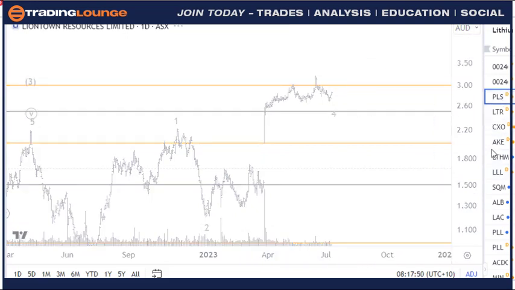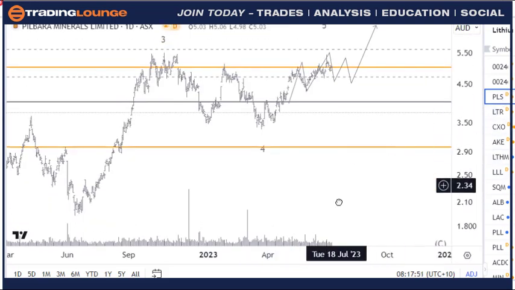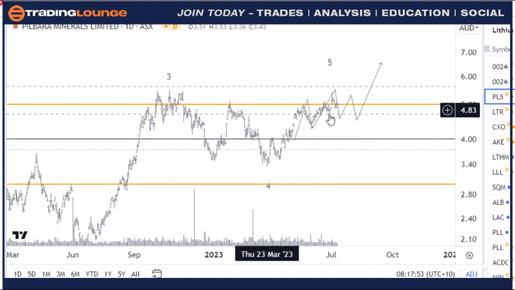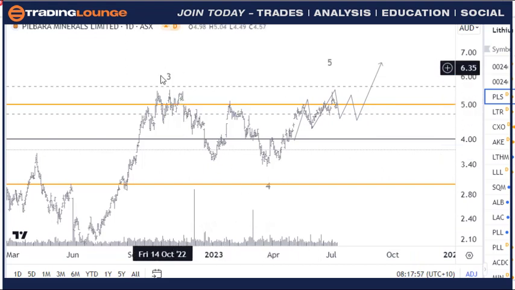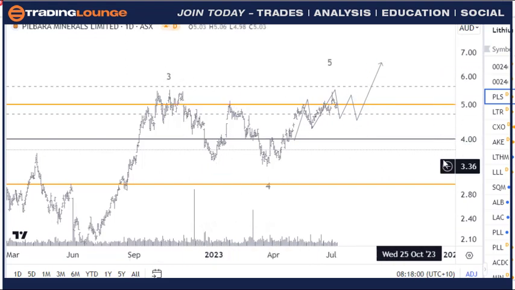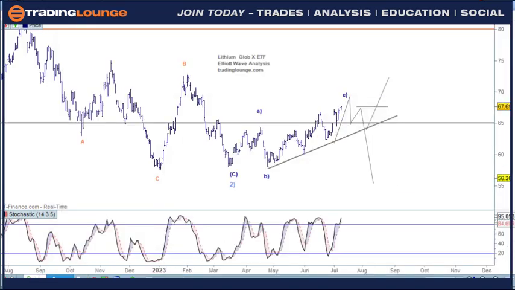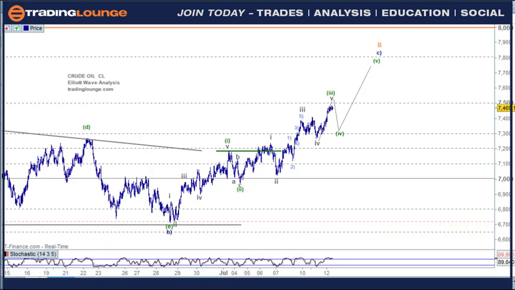So PLS is pushing up, but it still needs to get above this $5 mark. 5 is the second strongest number. It's going to be here for a while, but it will take out these tops here because this is corrective. So there is further upside for that on the lithium side here.